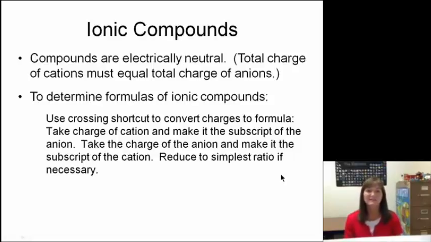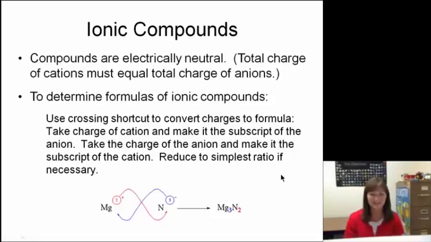So using the crossing shortcut to convert the charges to a formula, what you're going to do is take the charge of the cation and make it the subscript of the anion, and then take the charge of the anion and make it the subscript of the cation. And then here's the step that a lot of students forget, so don't miss this very last sentence. You're going to reduce to the simplest ratio if it can be reduced. So if your subscripts can be reduced to a lower ratio, you'll want to do that. So here's a picture showing this.